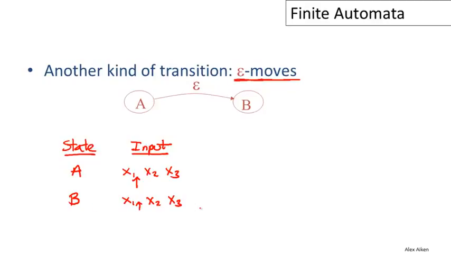So the new configuration of the machine would be that we're in state B, but our input pointer is still waiting to read x2. So you can think of an epsilon move as a kind of free move for the machine. It can move to a different state without consuming any input. And just to be clear here, the machine does not have to make the epsilon move. It's a choice. So we can decide whether to make the epsilon move or not.